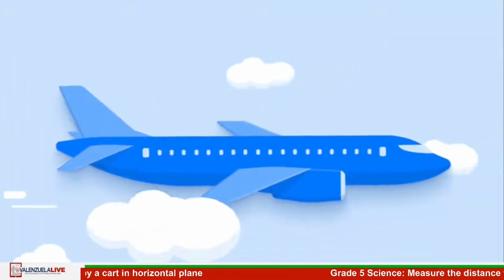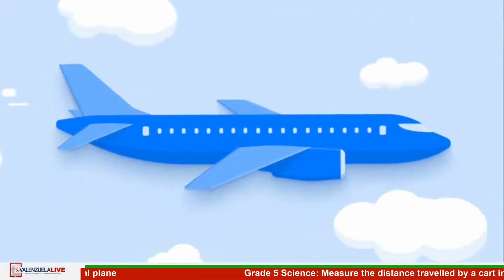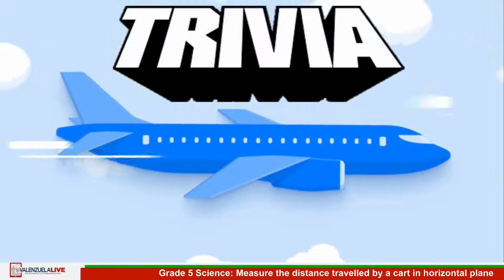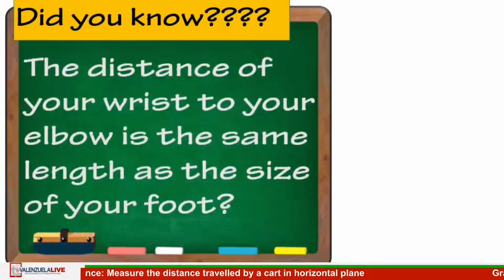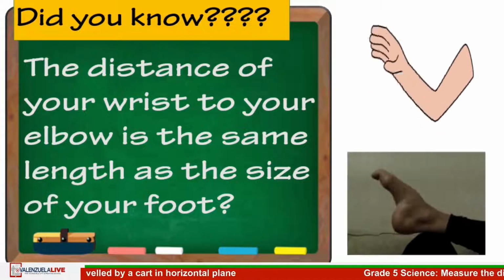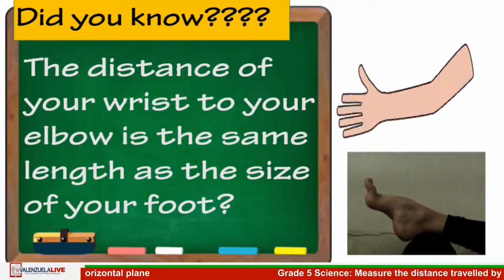To continue our discussion, this will not be complete without our science trivia. Did you know that the distance of your wrist to your elbow is the same length as the size of your foot? Amazing, isn't it?